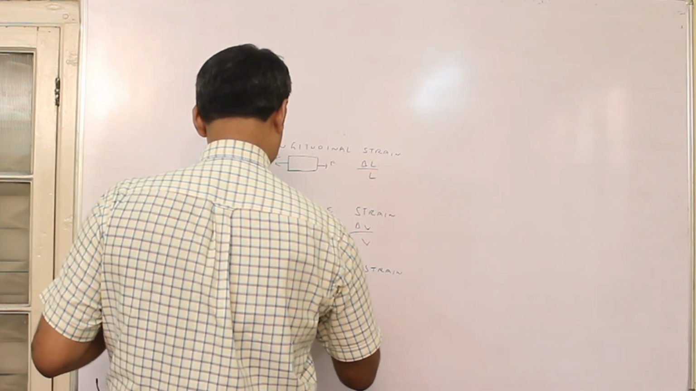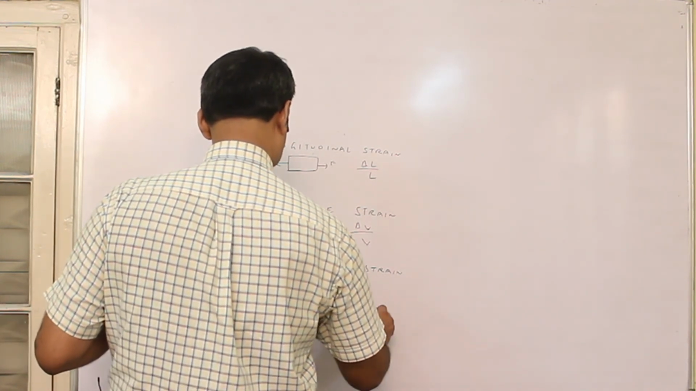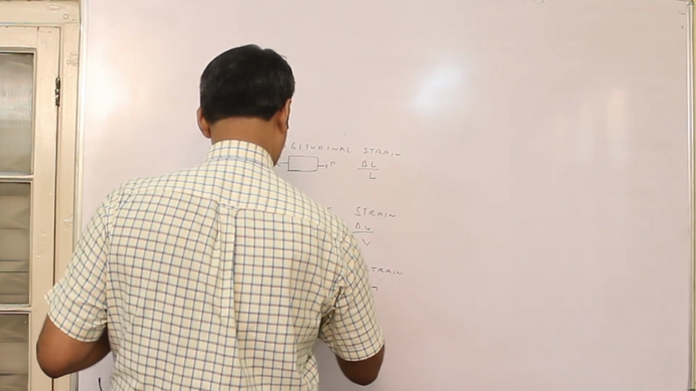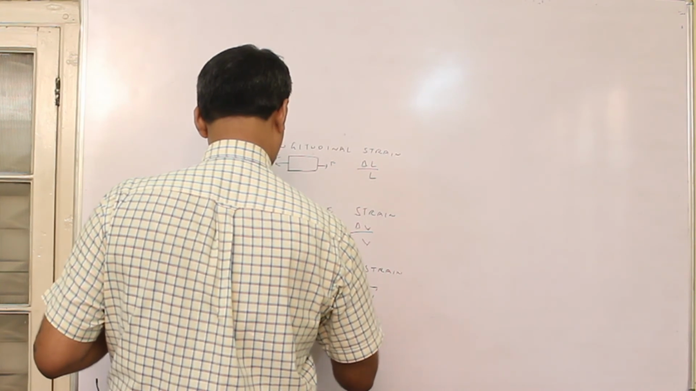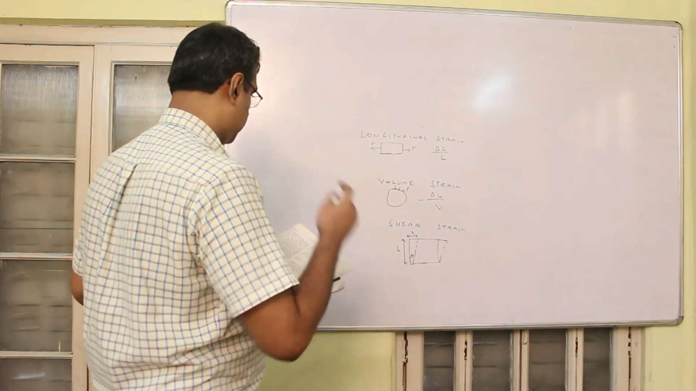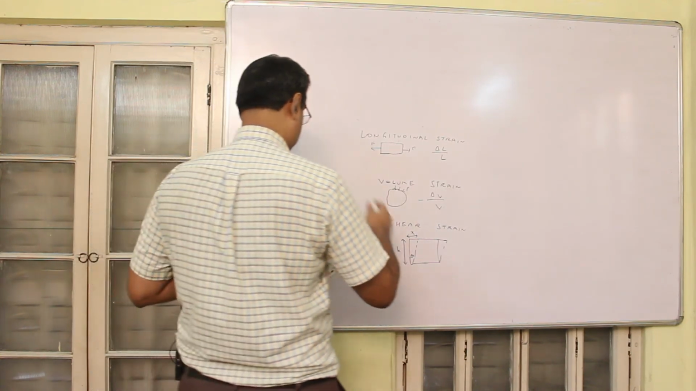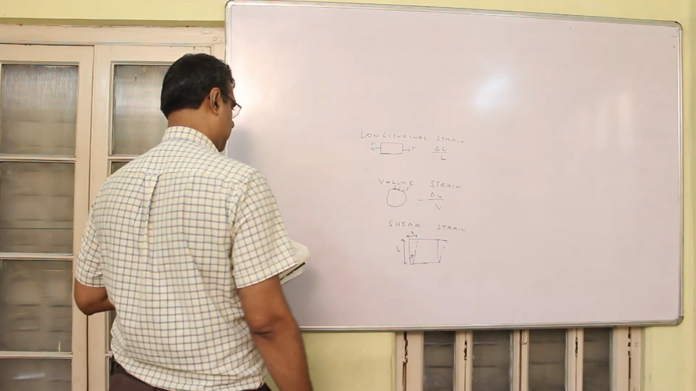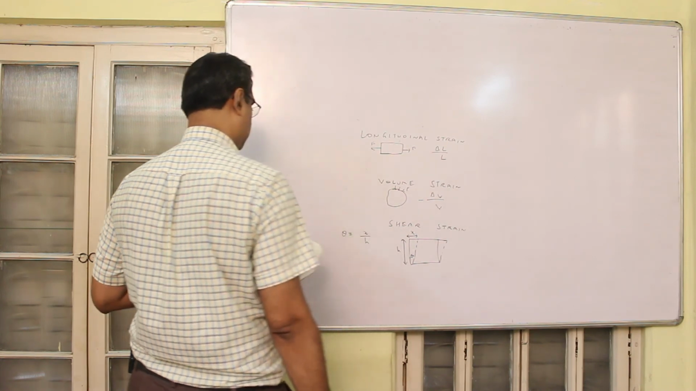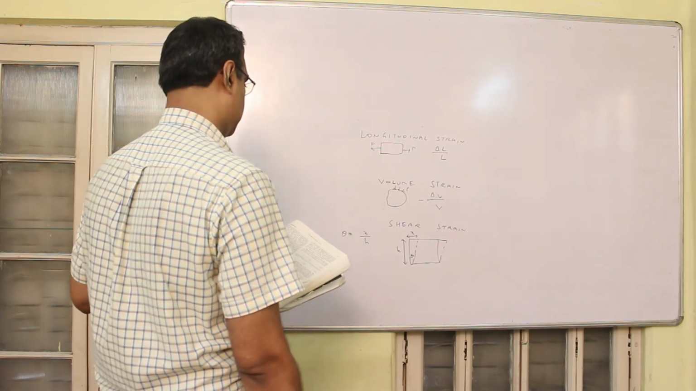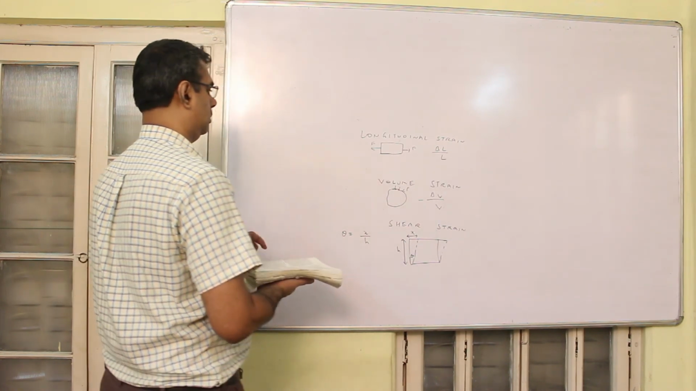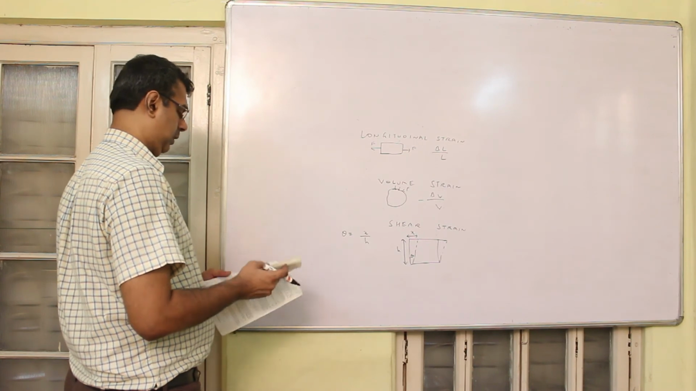Regarding shear strain, the angular displacement is theta, and if theta is a very small angle, then you can approximately say that theta is equal to x by h, that is known as shear strain. So longitudinal strain, volume strain and shear strain.